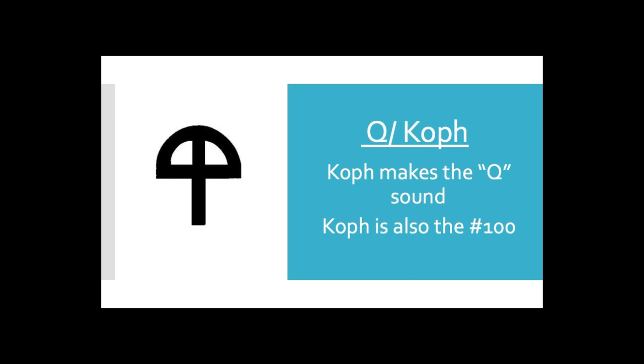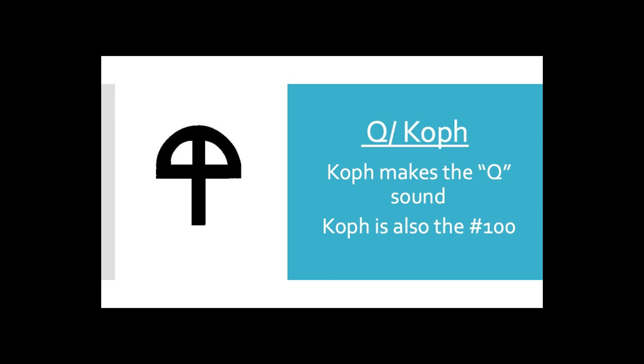And you might be wondering how I can type it. I can type it because I have the Paleo Hebrew font on my computer. And the keys on the keyboard do not necessarily match the letters in Hebrew. So it's fun. Okay, now the sound for koph is Q. It represents the number 100.